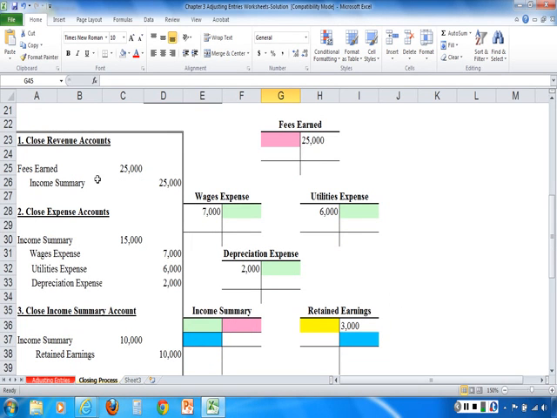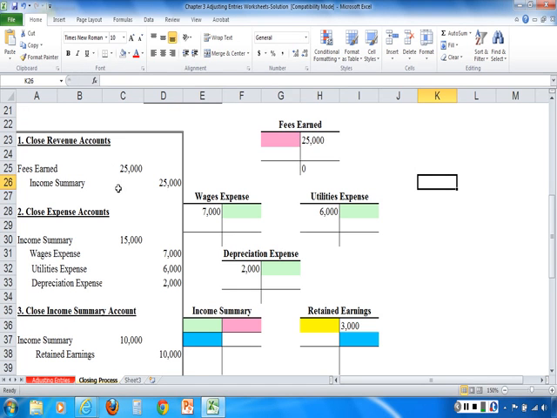The first account to close out is the revenue account, and I have just one revenue account to close out, fees earned. And this has a credit balance, and my goal is to get that balance to zero. So to close out that account, I would need to debit fees earned, and I close out the revenue account to income summary, so I would credit the income summary account.